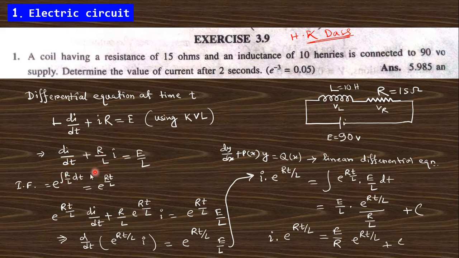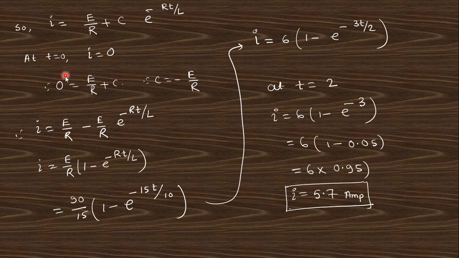Here p is R by L, so you get the integrating factor. Multiply by this integrating factor and rearrange. Then this will give you the integrating factor times y, where y is I. If you integrate this, you will get this type of equation. If you put the initial condition that at t = 0, I = 0, you will get the constant. Put this value and then the given values E, R, etc. At the time t = 2, you will get this answer. Take a screenshot and you can check it with your answer.